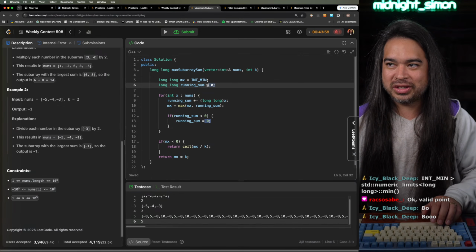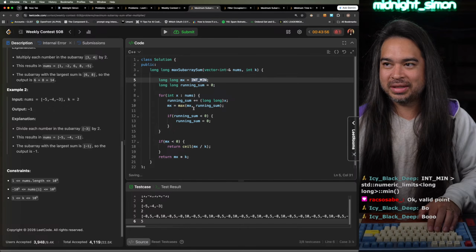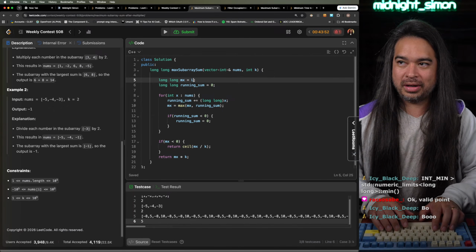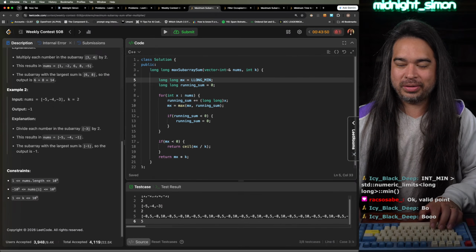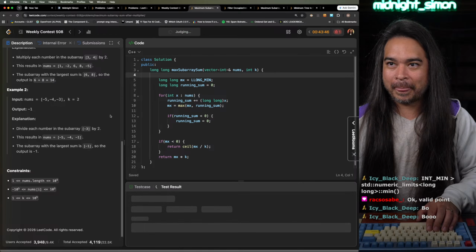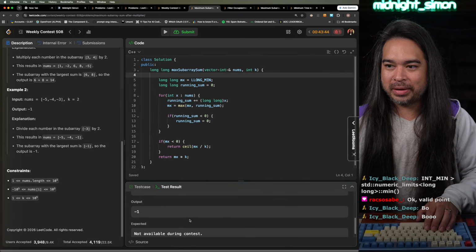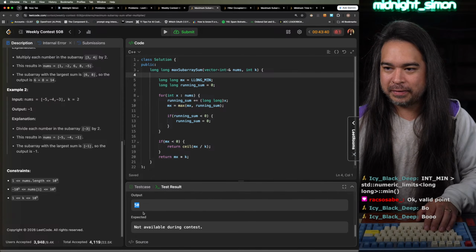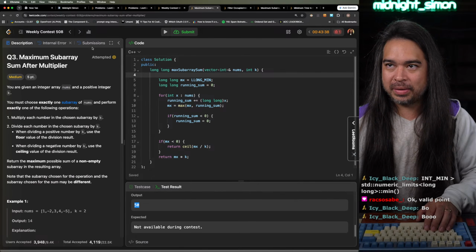No, my running sum is 0. That's good. And then I want... Alright. I'll use long min. But I don't think that was a problem. I think there is something else wrong with my code. Because look, 50, but it's expected like 117.